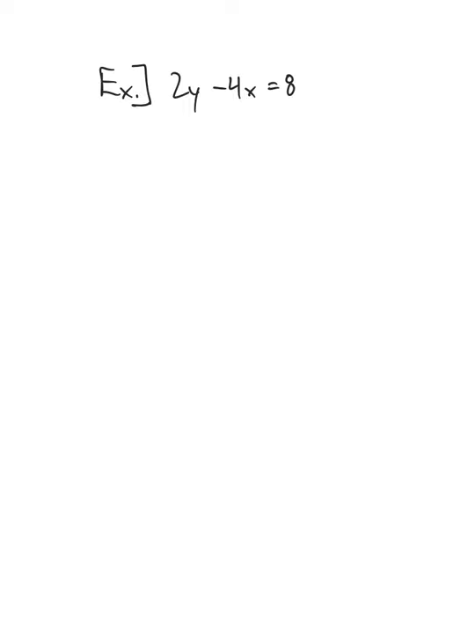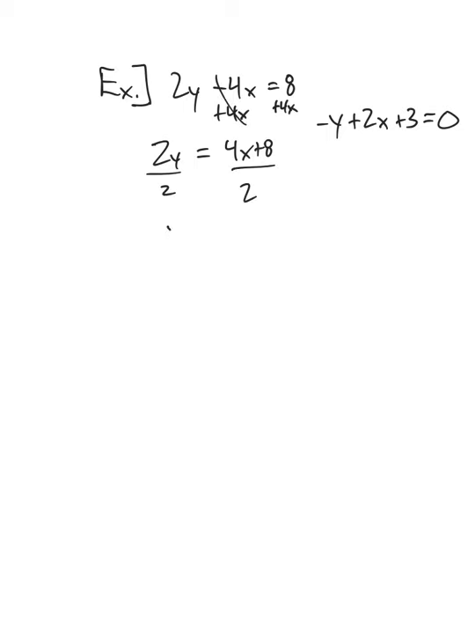negative y, sorry, I'm trying to read and write at the same time here. Negative y plus 2x plus 3 equals 0. So we're going to work these out. We're going to solve them for y as we have been. Add 4x here. We've got 2y equals 4x plus 8. And divide by 2. We've got y equals 2x plus 4. 4 divided by 2 is 2. 8 divided by 2 is 4.